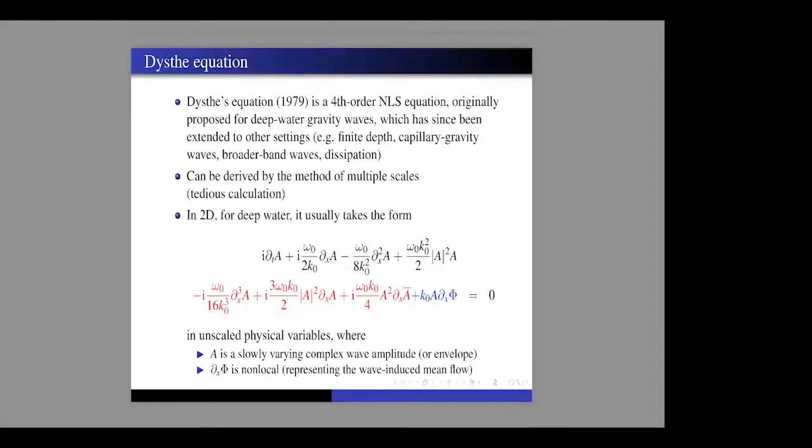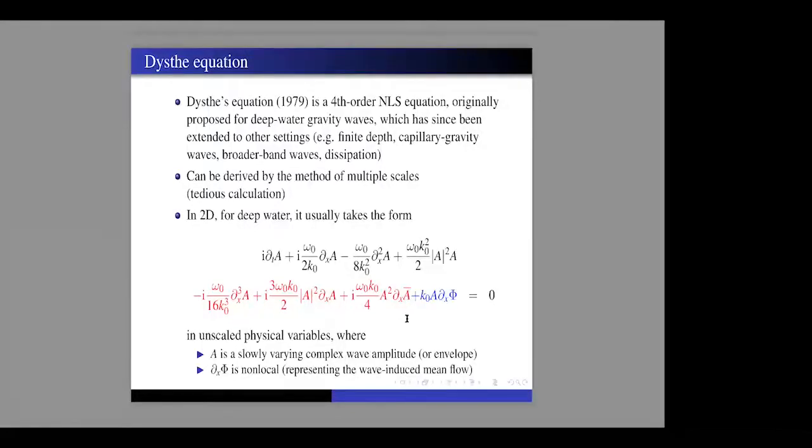So in 2D for deep water, it usually looks like this. On the first line, that's the standard cubic NLS equation. And then in red and blue, these are the additional terms in the Dysthe equation. So A, that's a slowly varying complex wave amplitude or envelope. If you look at these two terms in red, the degree of nonlinearity is the same as for the cubic nonlinear terms in the NLS equation. However, it's higher order because of the partial x. All right, so we're talking about slow modulations.